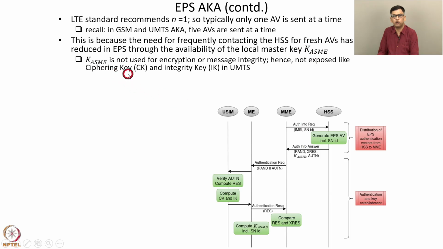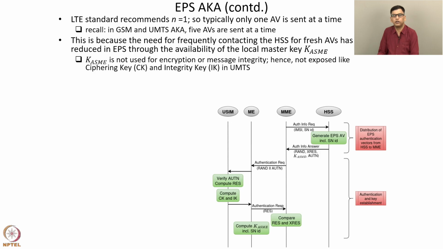KASME is not used for encryption or message integrity, hence it is not exposed like the ciphering key CK or the integrity key IK, which is used in UMTS. Recall that in UMTS, the authentication vector contains the ciphering key and integrity key, which are used for ciphering and integrity protection of the data messages that are exchanged between the cell phone and the network.